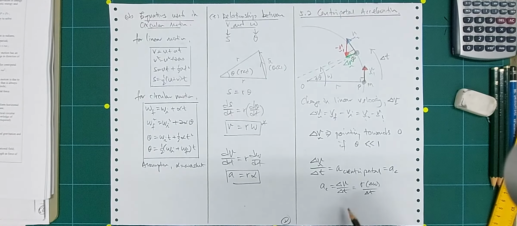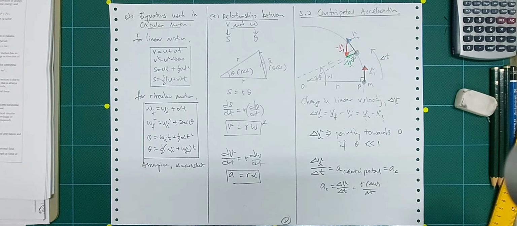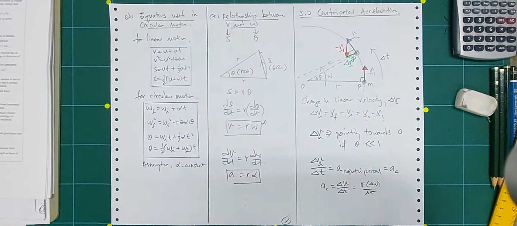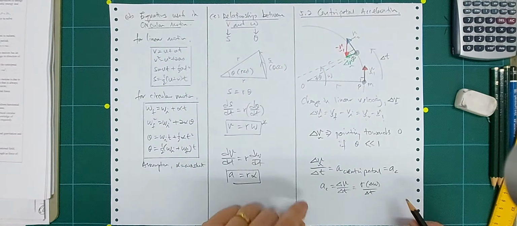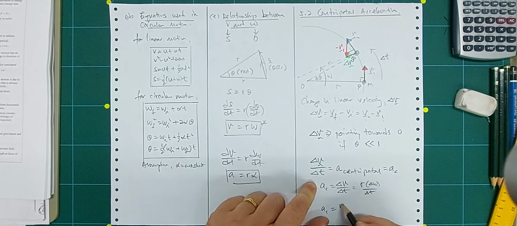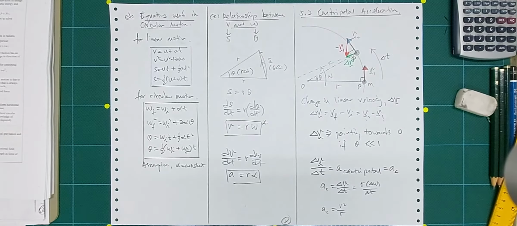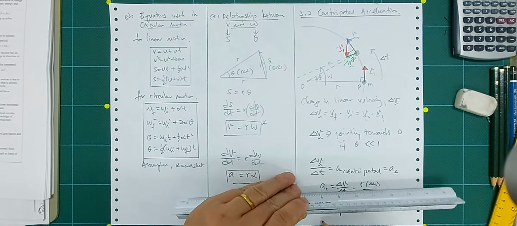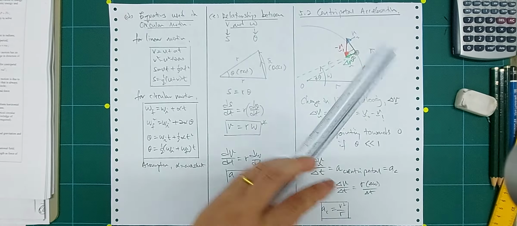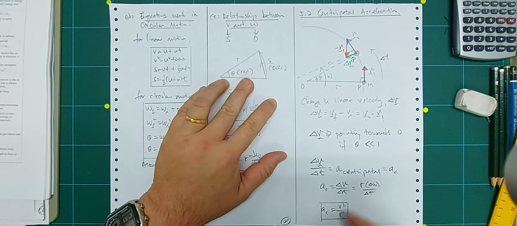Alright, so from here, we're going to end up with a formula to calculate the centripetal acceleration. From analysis, it ends up to be AC equal to V squared over R. Later we're going to look at how we end up with this equation. Now, how do we get from here to here?